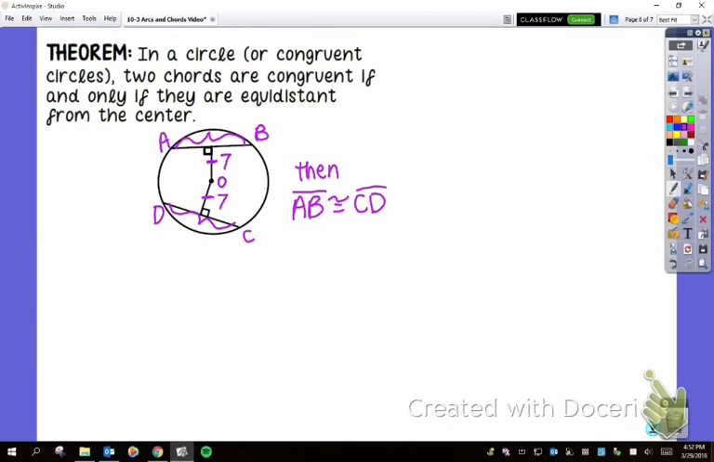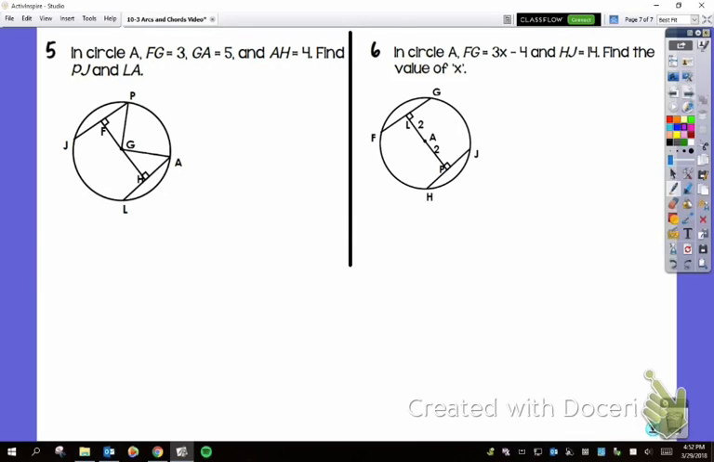Okay, so if we're looking at example number 5, it says in circle A we know that FG is 3 and GA is 5 and AH is 4. Find the length of PJ and LA. Before we can go and find this length and this length, we have to figure out if those chords are equidistant from the center. Okay, now if this is 5 and this is 4, then we know we can find this length by doing Pythagorean theorem.